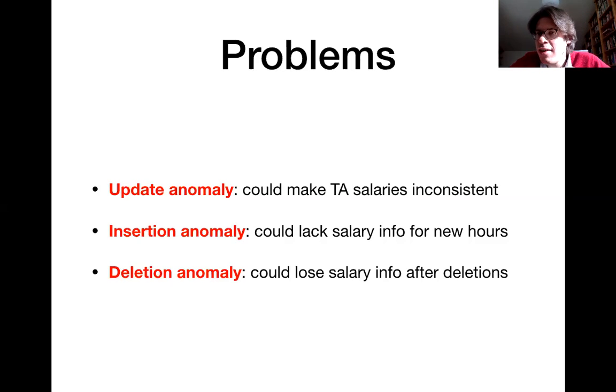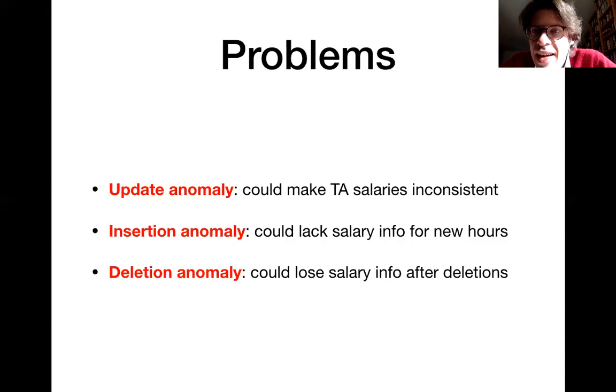If I only have this single table, I cannot store any information about salary for job hours if I don't have a corresponding TA currently stored in the database. And related to that, there's the deletion anomaly. Let's say I currently have TAs, some of them are working part-time, some of them are working full-time. And for those TAs, I therefore store the number of hours worked and the associated salary.